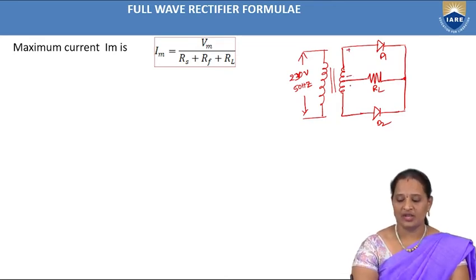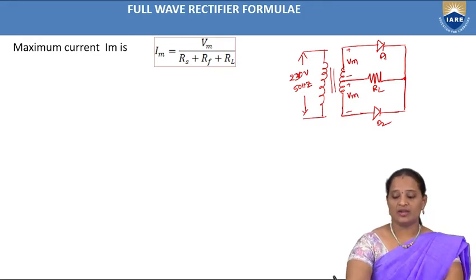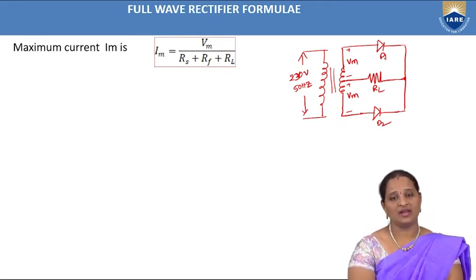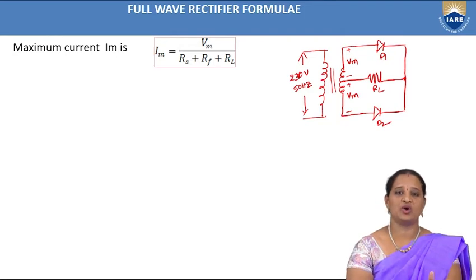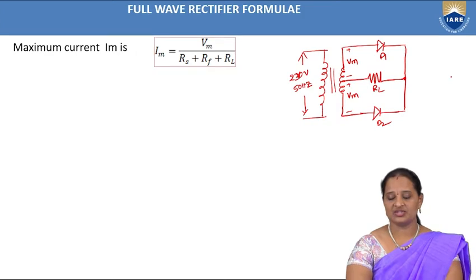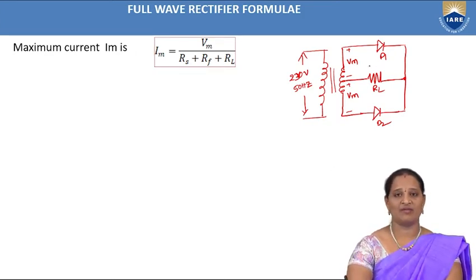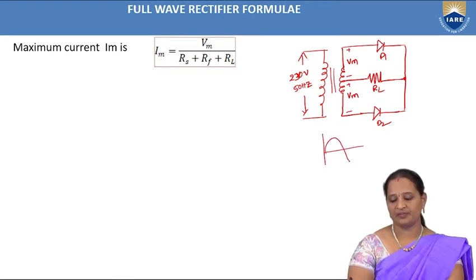Here we'll get the same voltage in the two halves of the secondary winding, which is Vm and Vm. That means the tapping divides the secondary winding into two halves, which divides the voltage equally but in opposite polarity. So this is the center tap full wave rectifier, and let us have a look at the operation.